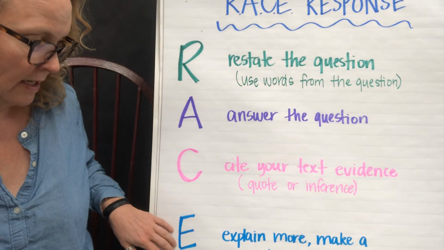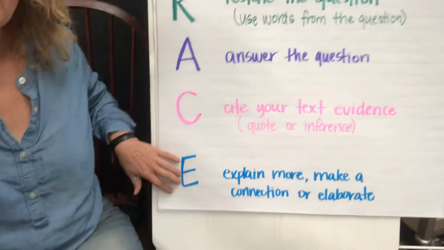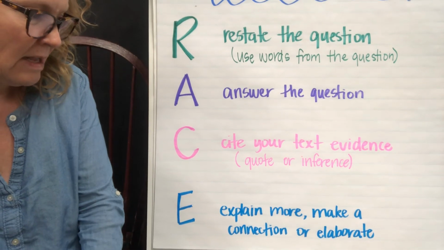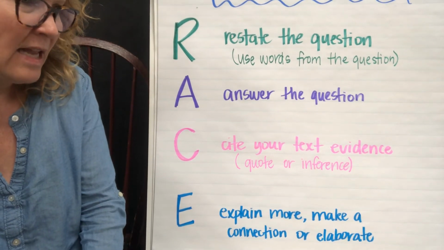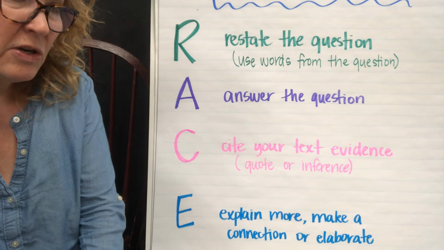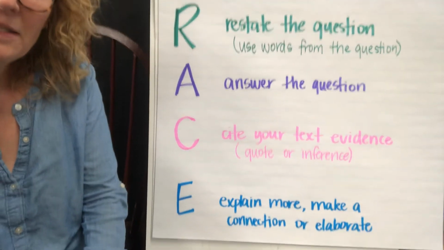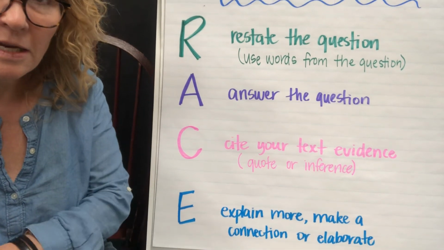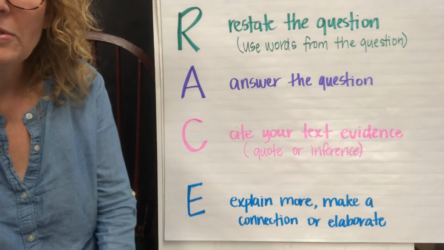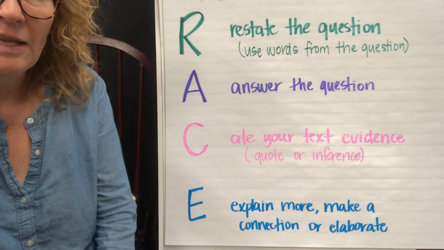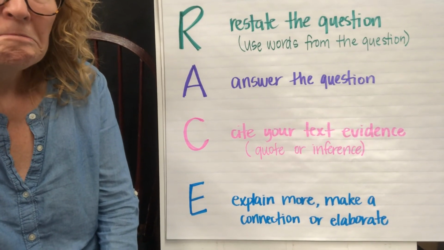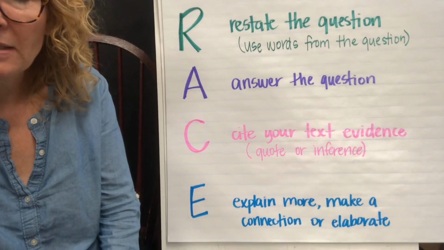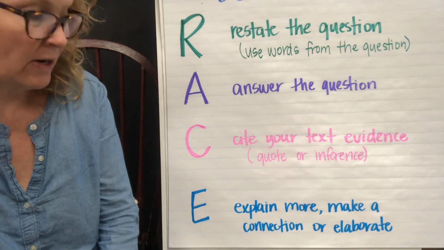Sometimes when kids are thinking about how do I start this E, what kind of sentence stem can I use to start that last E sentence? And I like to use this one. You could start your sentence with these words. This helps me understand that... You fill in the rest. What does it help you understand? This helps me understand that. Or this reminds me of would be another sentence stem that you could use to tell more about your answer or to elaborate.